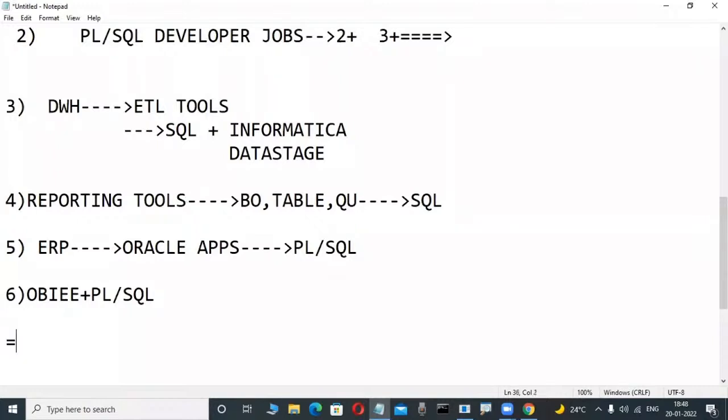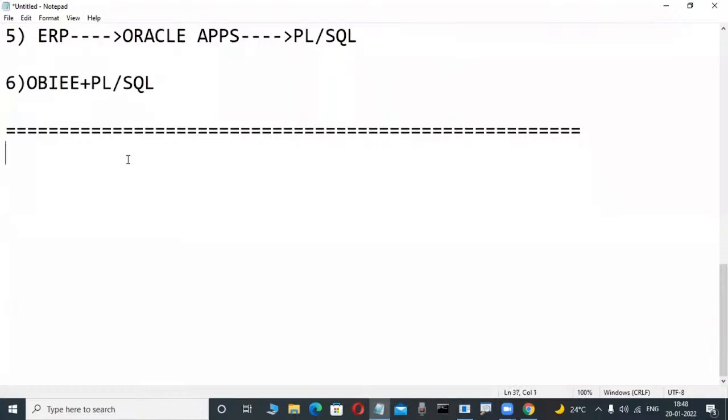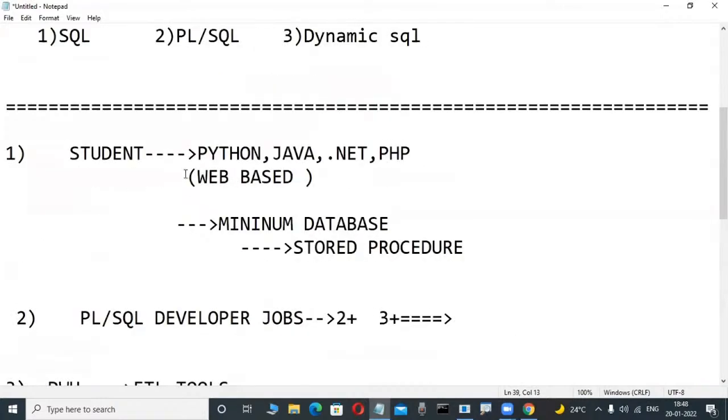Suppose you are not interested in the web programming side and want administration jobs. In that case, DBA courses are there: Oracle DBA, SQL Server DBA, MySQL DBA, database administration courses. For these persons also, minimum SQL knowledge is required before learning those courses. They also learn these types of courses.